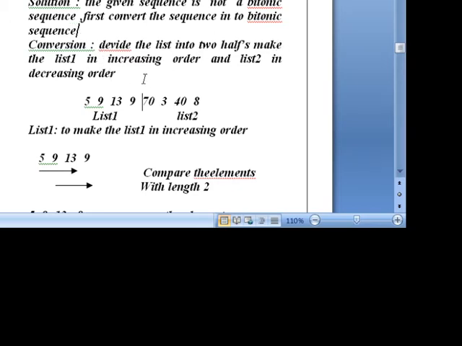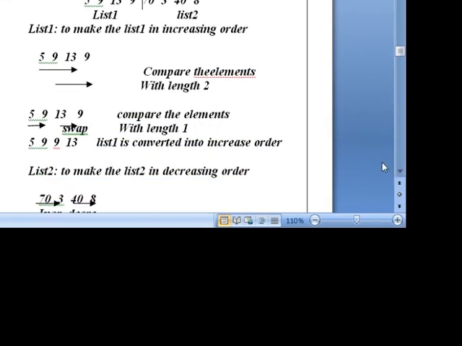What the Bitonic sequence says is that the numbers in the sequence must first be in increasing order, then decreasing order. Now we divide the list into two halves and try to make the first list increasing and the second list decreasing. The list is divided into two parts: 5, 9, 13, 9 is list 1, and 7, 3, 4, 8 is list 2.